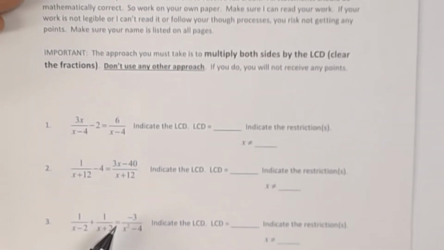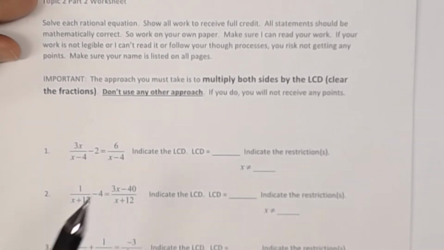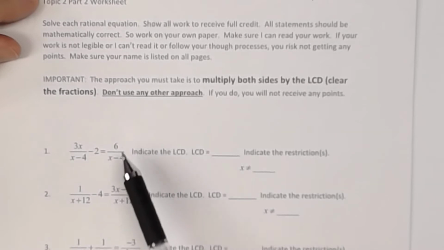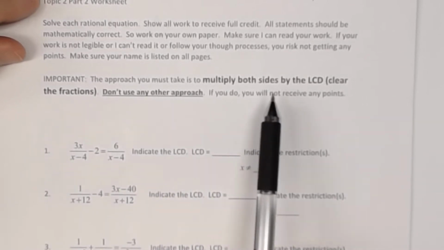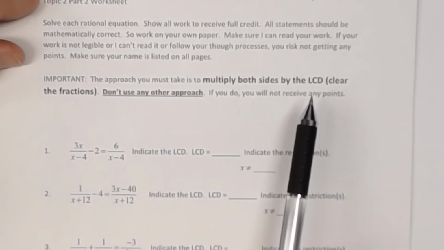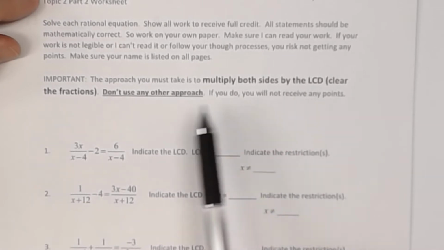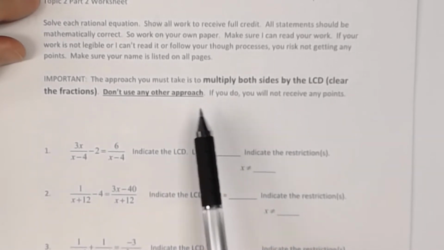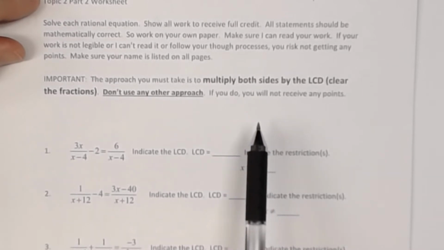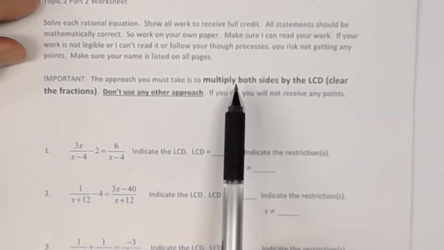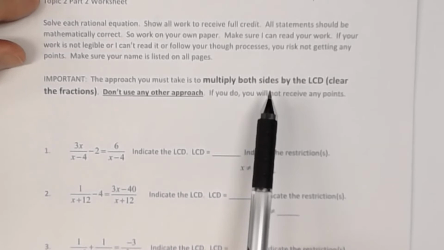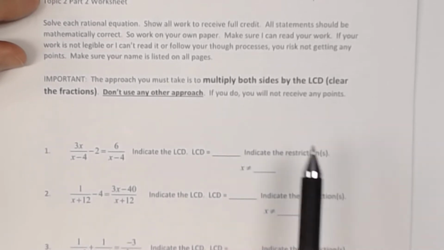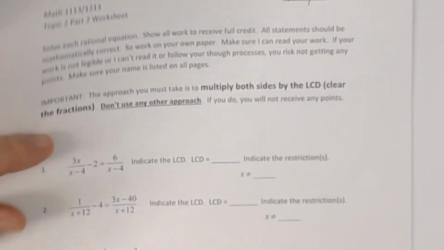All right, now the other thing is in the directions it says this. The approach you must take in all of these is that you must multiply both sides by the least common denominator. And so you must clear the fractions first. All right, so if you don't do that, then you're not following directions and you won't get any points. So you must multiply both sides by the least common denominator first. Okay? All right, so let's look at number 1.